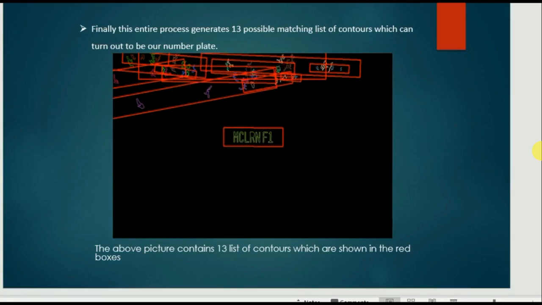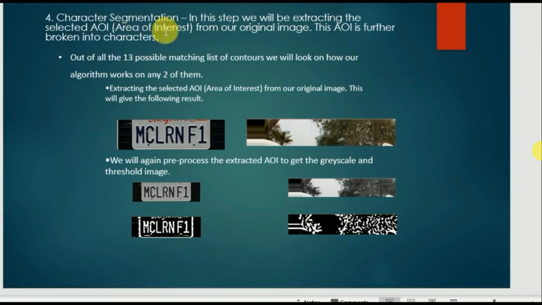Now we come to our character segmentation. In this step, we will be extracting the selected AOI, area of interest, from our original image. This AOI is further broken into characters. Suppose we have this number plate. We will be breaking it into characters M, M, C, L, R, and F for character recognition.